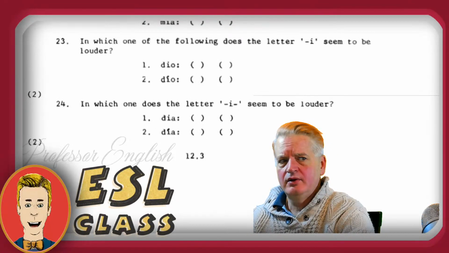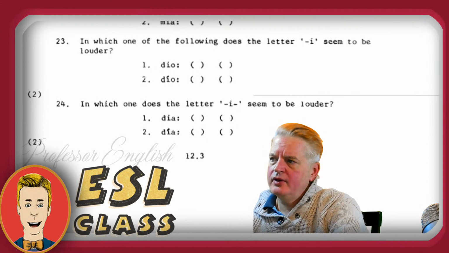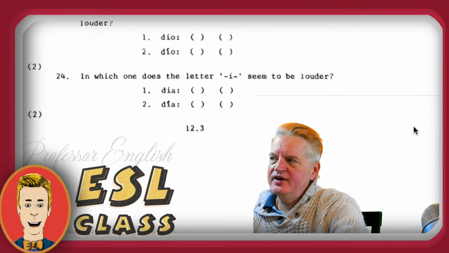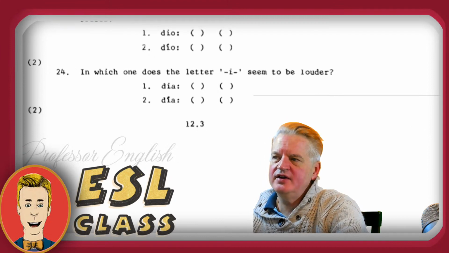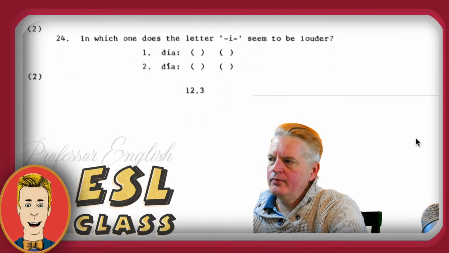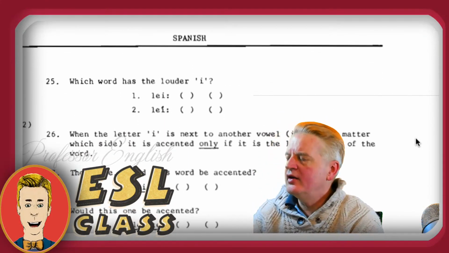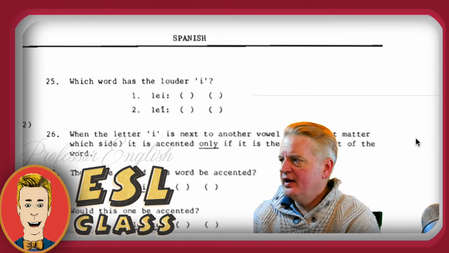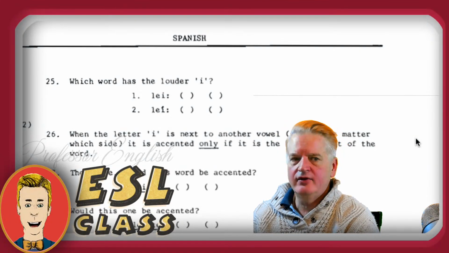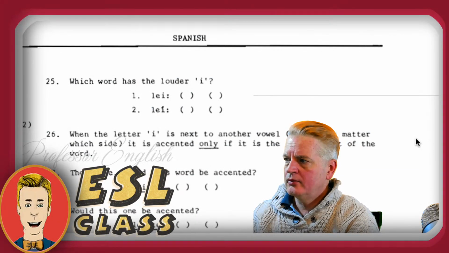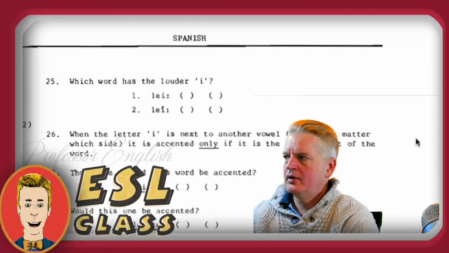1. Dio, dío, 2. Dio, dío. Number 24. I'm curious to see how he says number 24. Dia and día. Let's see. 1. Dia, día, 2. Dia, día. Number 25. Okay, which word has a louder I? So we've got lei and léi.